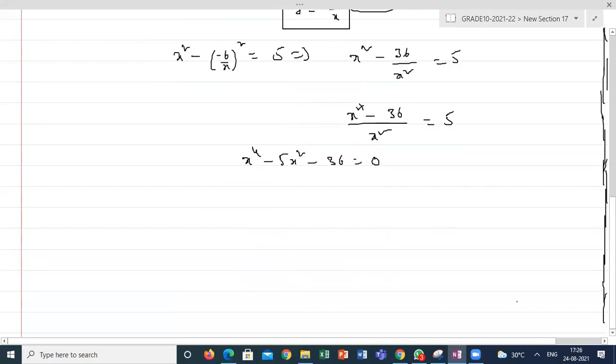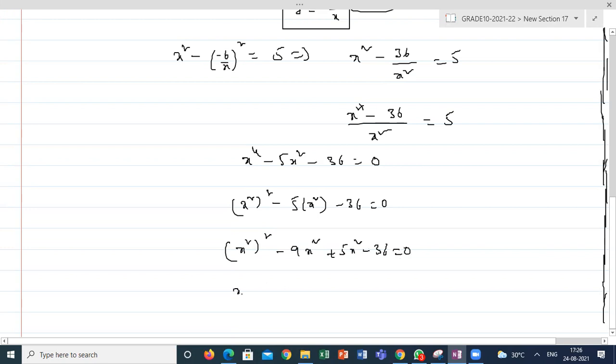How are we going to solve this equation, guys? If I write (x²)² − 5x² − 36 = 0, and I use splitting the middle term, (x²)² − 9x² + 4x² − 36 = 0. If I take x² common, x² − 9.